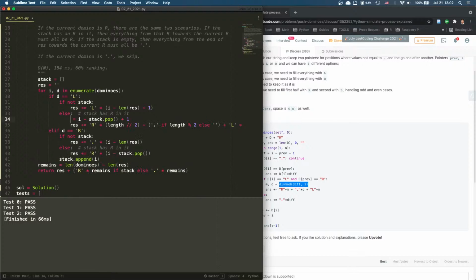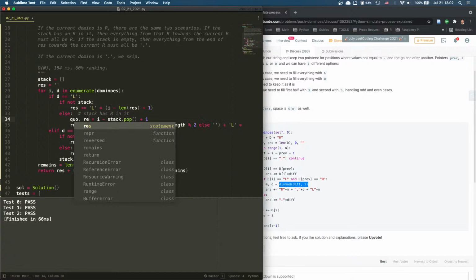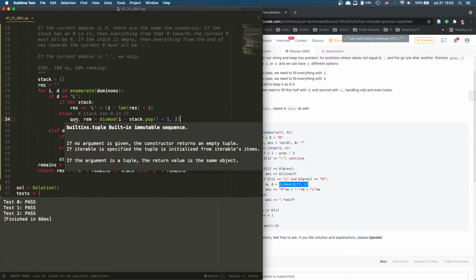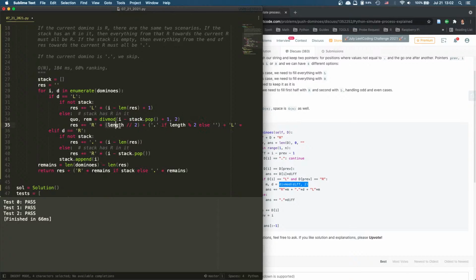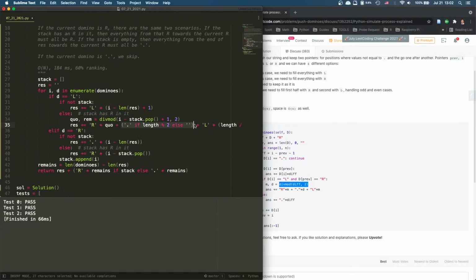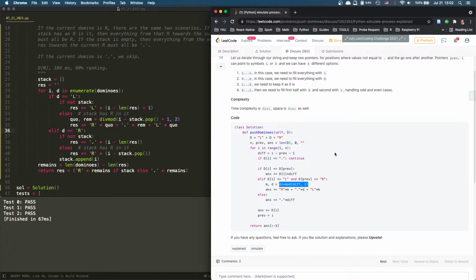No, it's been quotient and remainder equals div mod. I need to use div mod, and this is just going to be times quotient, and this is going to be times remainder, and this is going to be times quotient as well. Yeah, div mod. I need to use div mod.